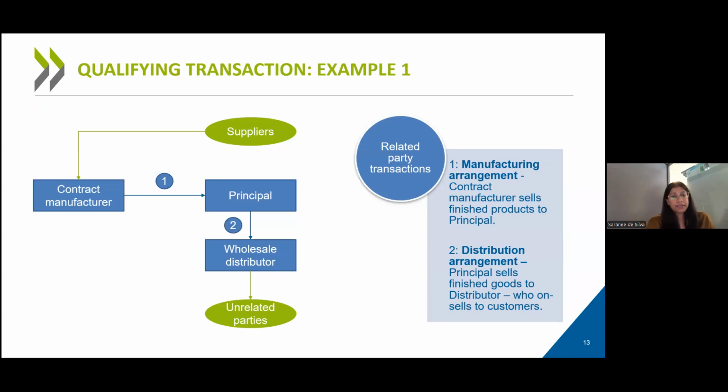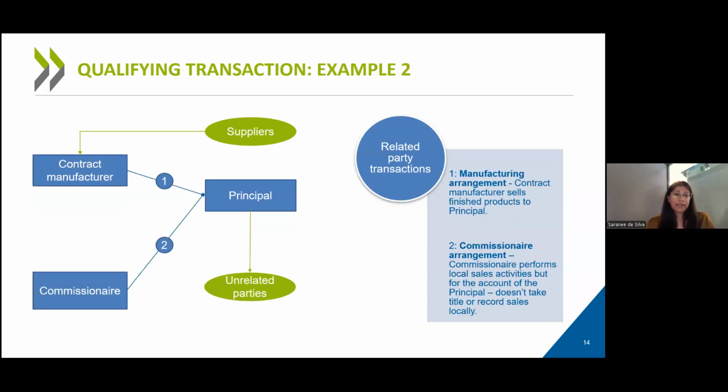So this slide essentially provides a basic fact pattern that we would typically see Amount B applying to. As you can see, there are a couple of transactions here. The first relates to a manufacturer producing finished goods on behalf of a principal. The principal then sells those goods to the wholesale distributor, which then on-sells to unrelated parties. So in this scenario, the transaction that Amount B would be seeking to price is transaction number 2, which is the sale of goods between a related party principal and wholesale distributor.